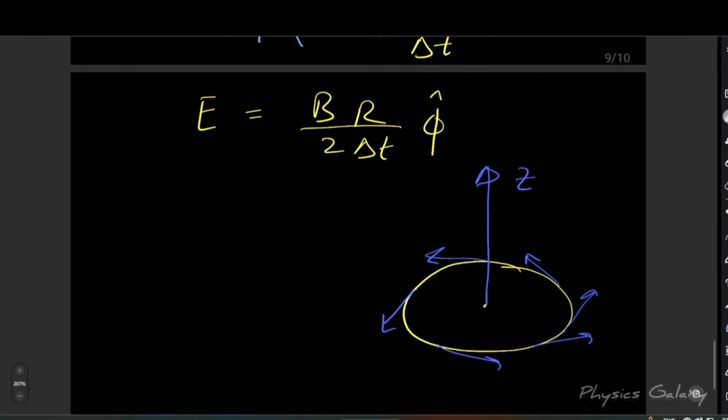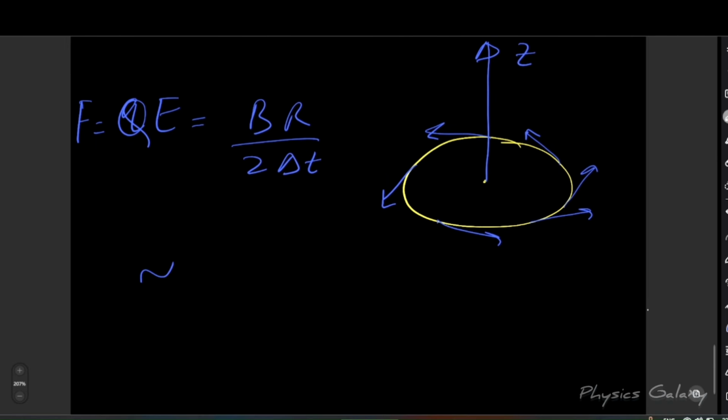Okay, so the force will be equal to q times E. So that will be the total force on this loop. So we can write F equals Q times E, so Q B r by 2 delta t. So now we can calculate the torque. Torque will be equal to r cross F. So r and F will be perpendicular at each point. So we can have simply Q B r square by 2 delta t.